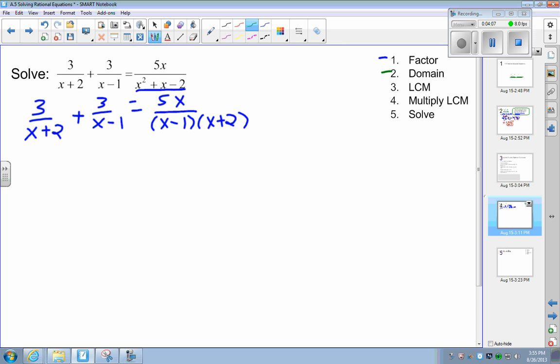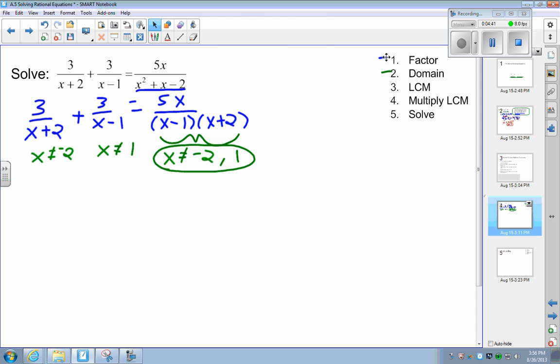Now let's determine the domain. Here in our domain, x cannot equal negative 2. Sorry about that. And it's the same thing for this one right here. We're going to get both negative 2 and 1. So x cannot equal negative 2 and 1. And this is going to be our domain right here. And of course, x is going to exist for all reals. Okay, so now we found our domain.